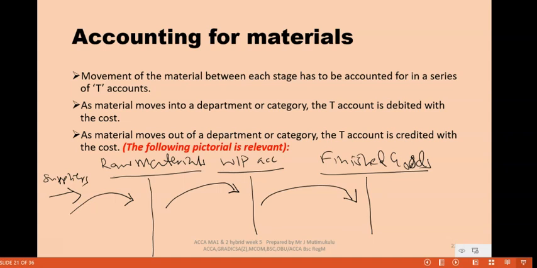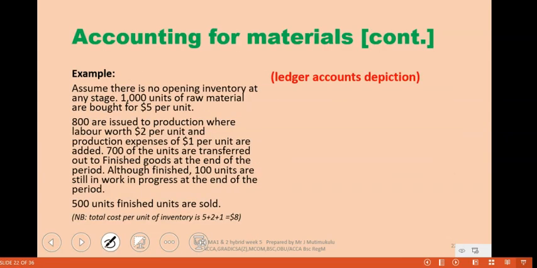Then, when the customer comes, we are going to have another double entry, the normal double entry now. All right, this is the customer. We are going to credit finished goods and debit the customer who is receiving. So that's what happened. Please understand this diagram as it is going to assist you. All right, let us have this example and see if we can come up with something that is meaningful.